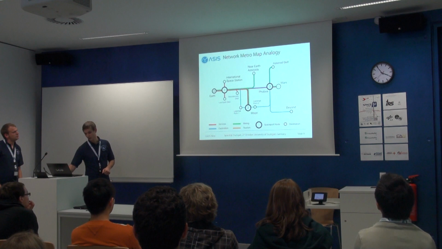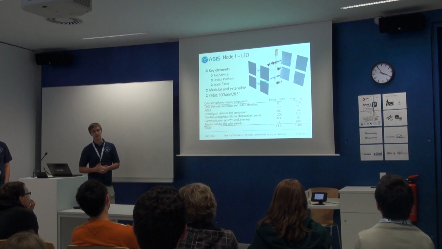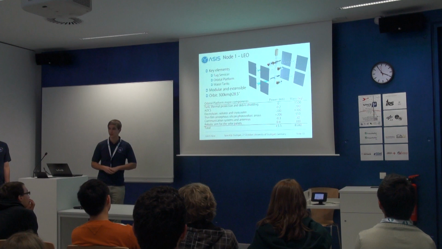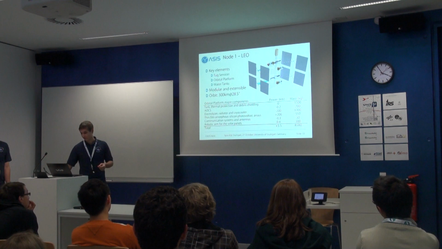Alright, now I'm going to go into a little bit more detail of the design of the nodes. So for the first node in low Earth orbit, we envisioned basically an orbital platform which connects elements like water tanks and the tug servicer. I'm going to go into a little bit more detail later. You can also see mass and power breakdown as part of a feasibility study. So with this system, we envision it to be highly modular, so you can extend it to the needs, if there are needs. So here you can see a little bit more detail.